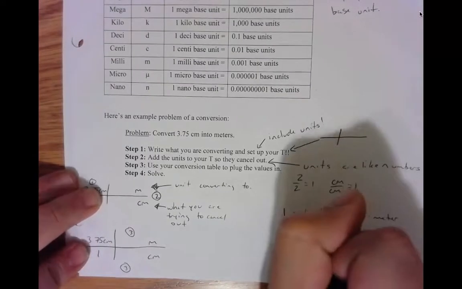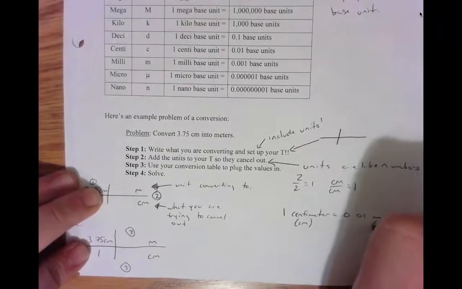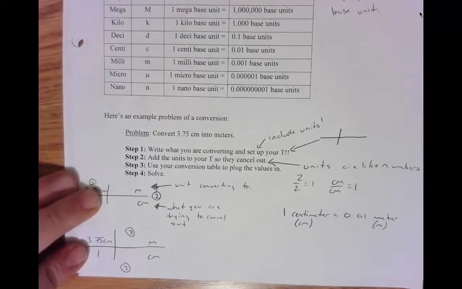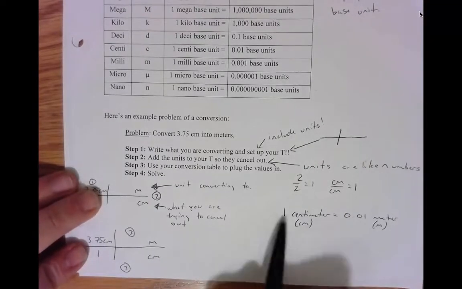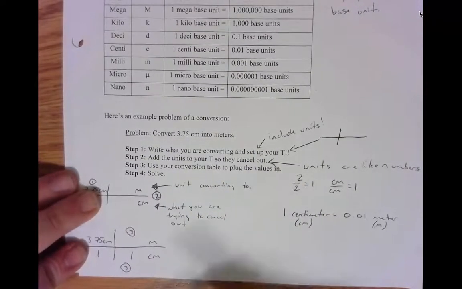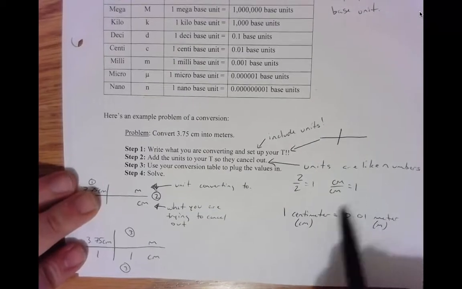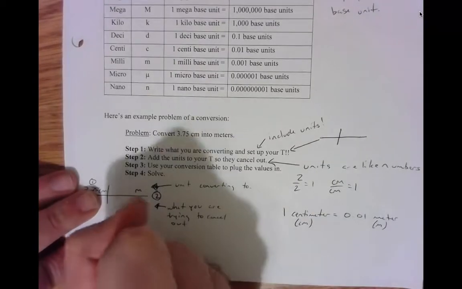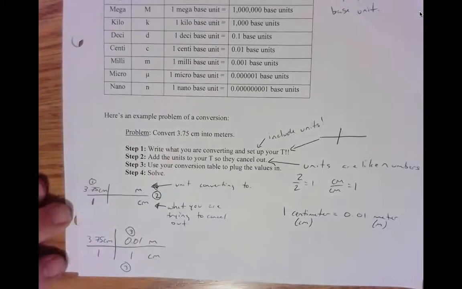Remember the abbreviation for centimeter is cm. The abbreviation for meters is m. So we look right here. We see centimeters. It tells us we have a 1. So we write a 1 next to centimeter in our fraction. Over here, we have 0.01 next to meters. So we write 0.01 next to the m.